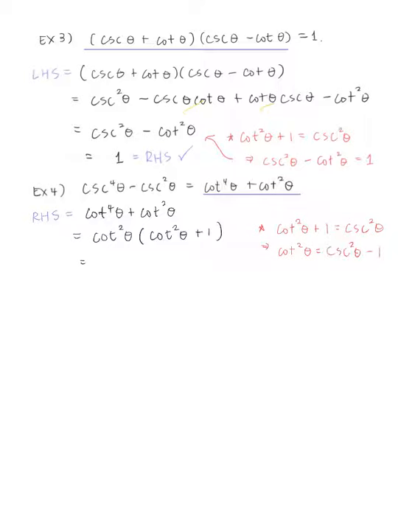So what I'm going to do is use cotangent square equals... oh, sorry, cotangent square plus 1 equals cosecant squared. So that will be this guy right here. So this is going to become cosecant square of theta. And then let's take a look at this one right here. Now cotangent square of theta is cosecant squared minus 1. So let me just give myself a little more room.